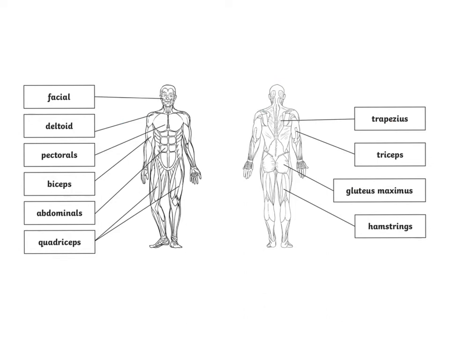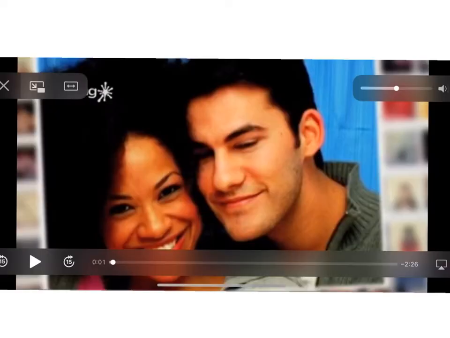Here's a diagram of the different muscles on your body that are labelled. The first one is your muscles at the front, and then the second picture are the muscles at the back. So have a read through them for me. Press pause now. We're now going to watch a short clip that explains muscles in a little bit more detail.